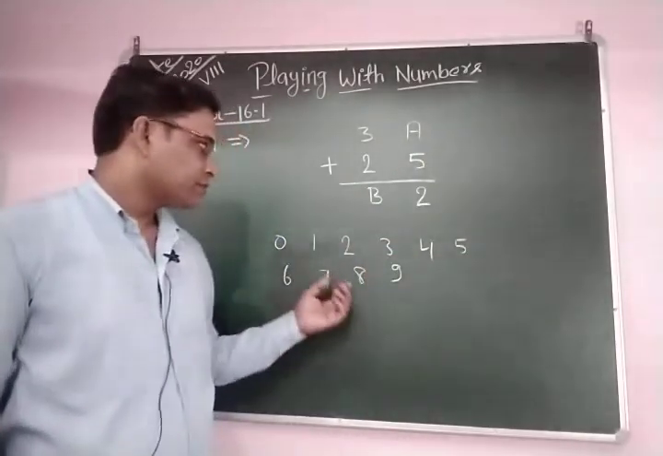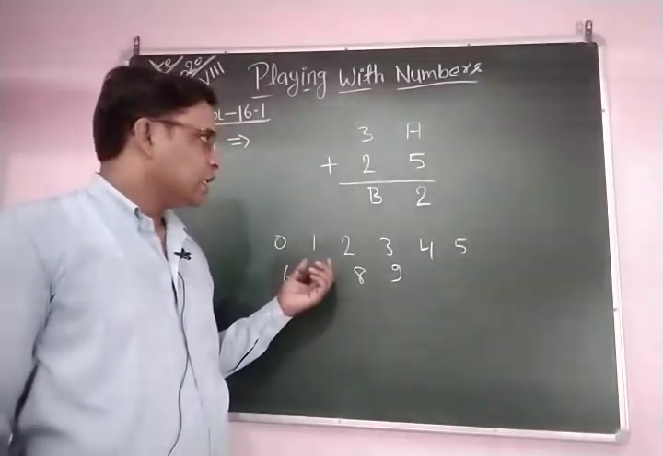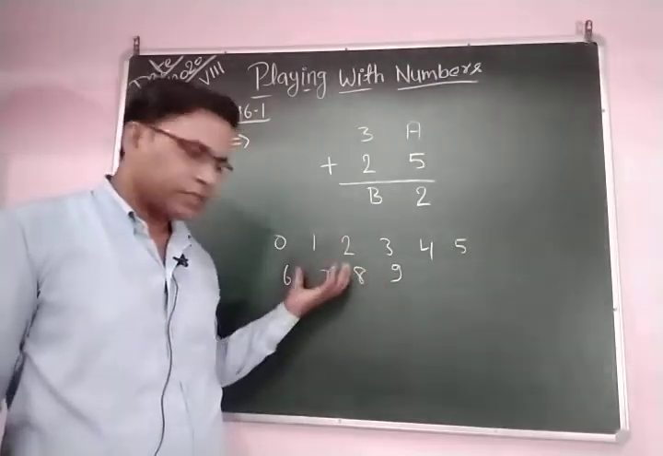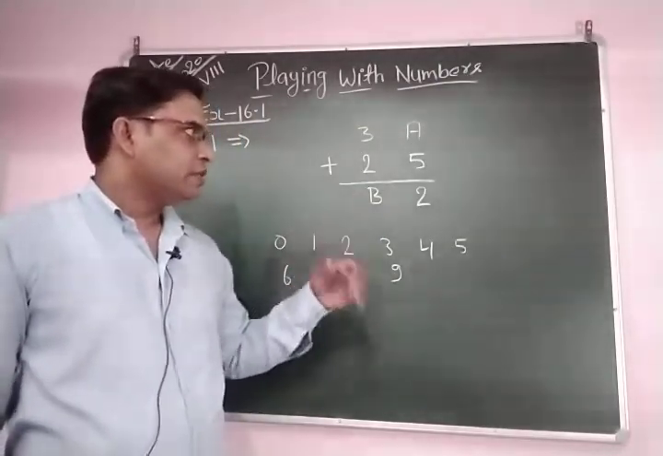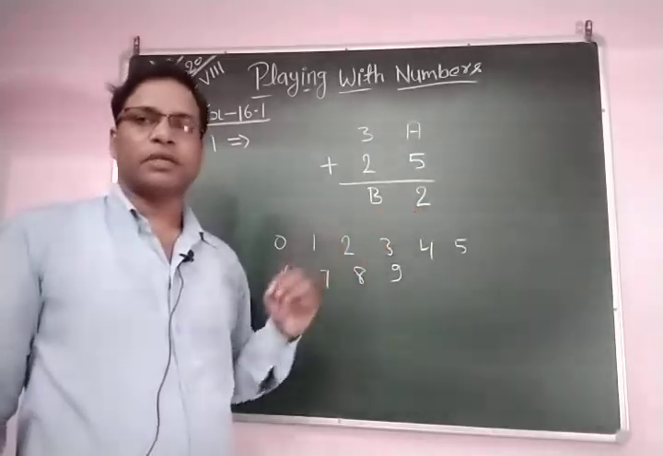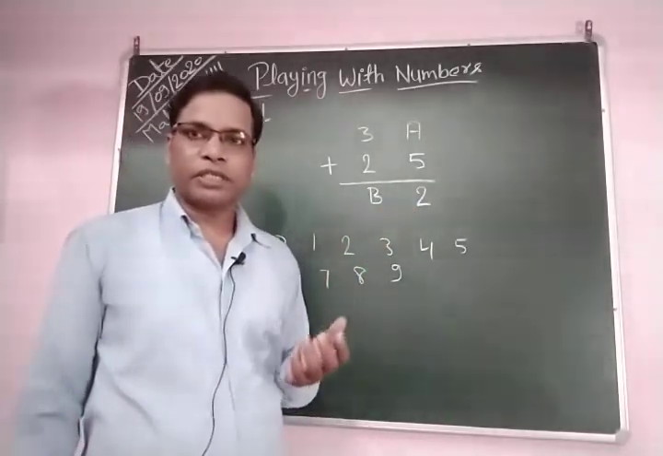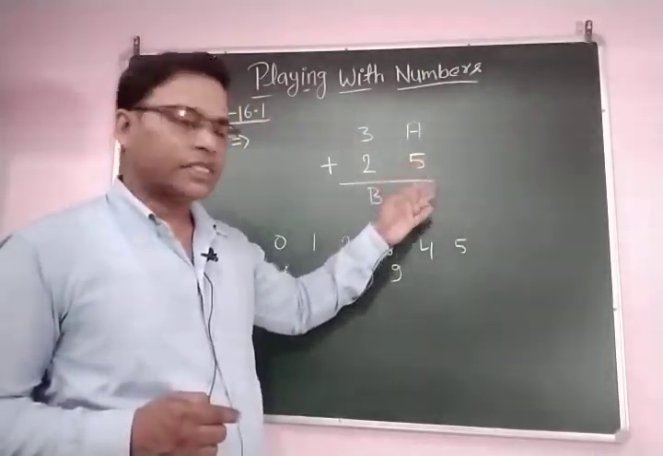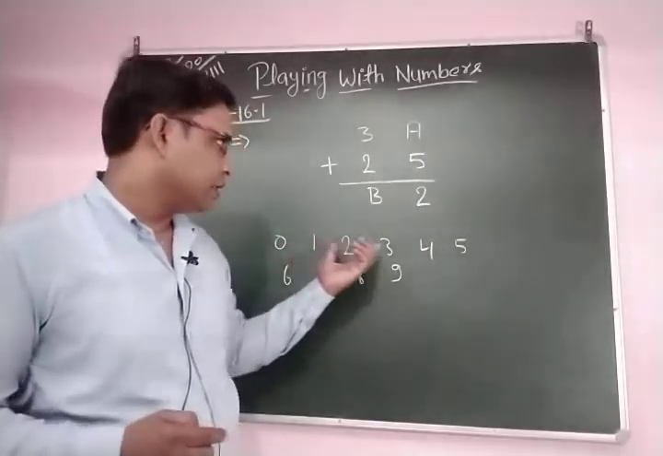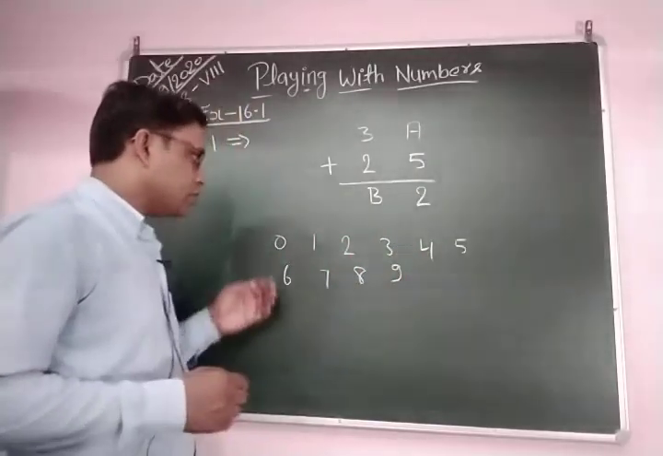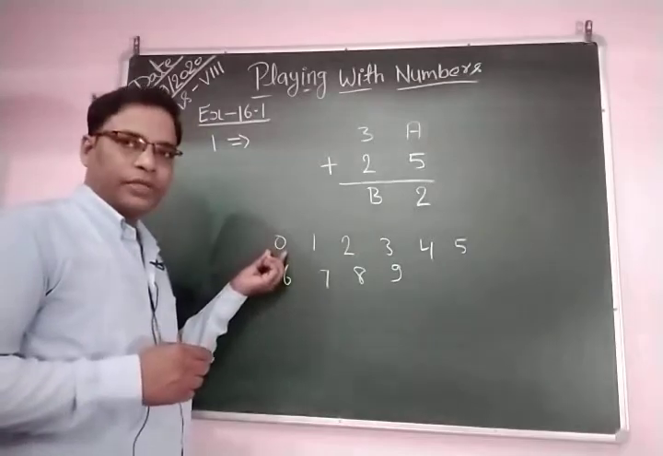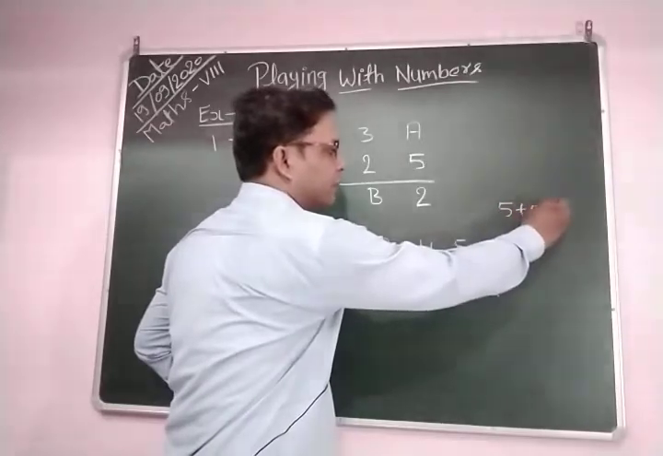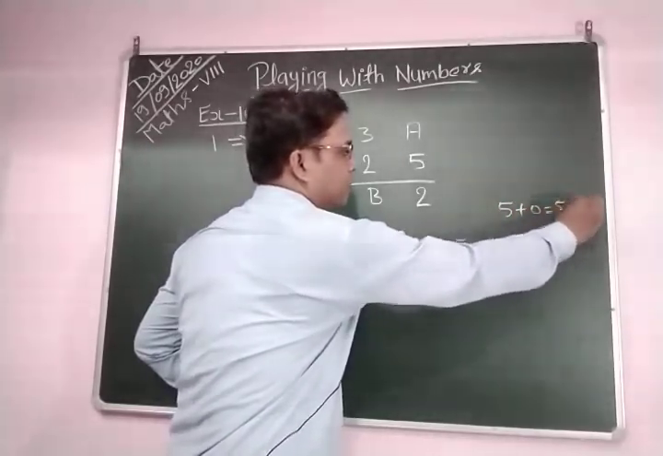So here, is it possible that if you add any digit to 5, it becomes 2? No, this is not possible, because these are digits. Suppose the minimum digit is 0. If you take 0 plus 5, then it becomes 5, it does not become 2.